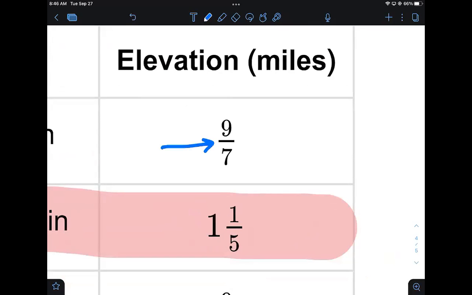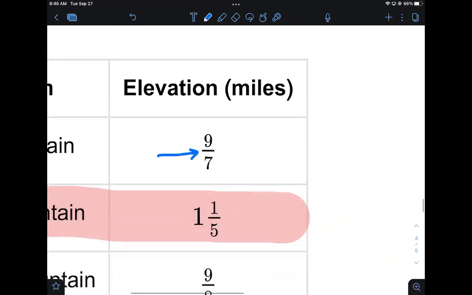What's that little fraction bar telling you to do? What'd you say? Divide. Yep, we're just going to divide. We're going to pretend it's 9 divided by 7. Every fraction is just a miniature division problem. Which number goes inside the division box then?